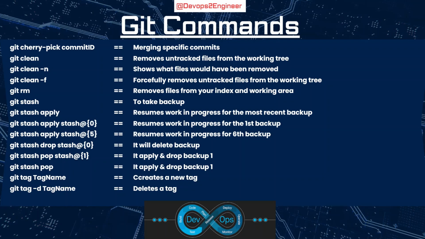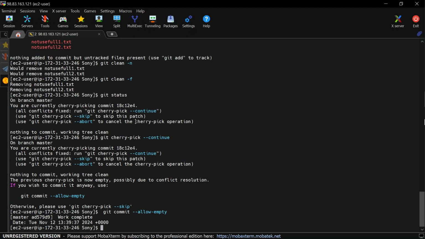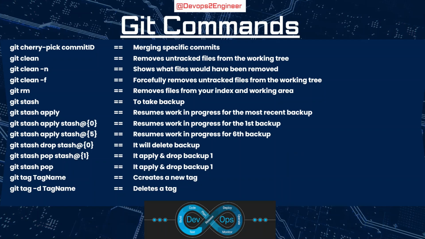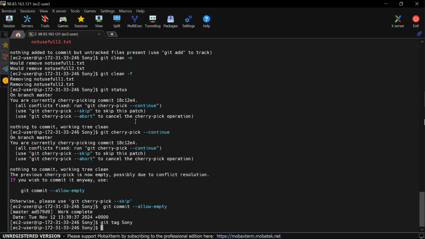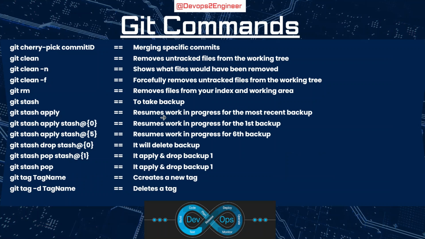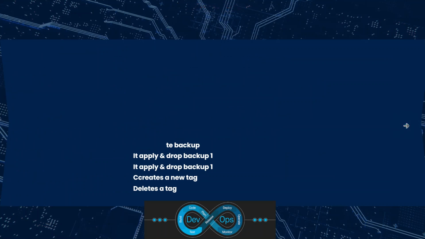Then we have our tags. Git tag, then tag name. What's our tag name? Let's call it Sony. We created a tag. Now if we want to delete it, we can do git tag -d and the tag name, which is Sony. Now the tag has been deleted. Let's check if we have any more commands.